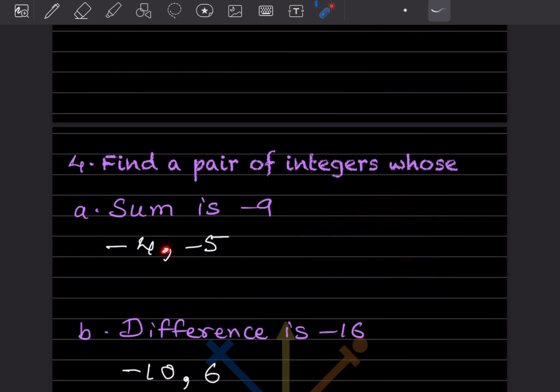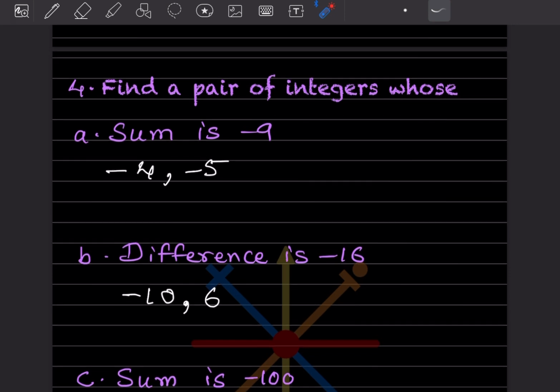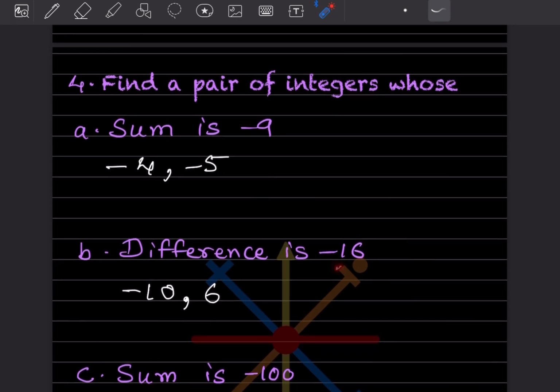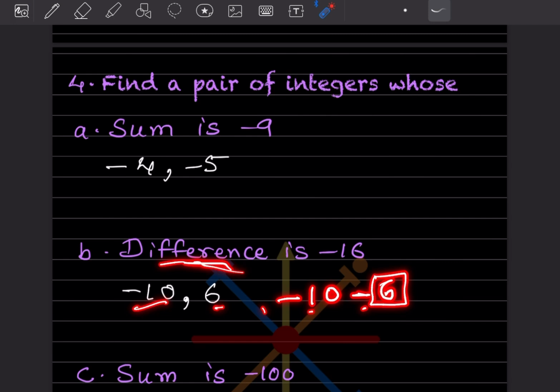So we just have to show the pair, so we are going to put a comma here. The two integers are minus 4 and minus 5, and the difference is minus 16. Now here you have to be careful. Suppose I take one number as minus 10, and difference means I'm going to put a minus here. So if I write 6 here, whatever I wrote as negative is to show the difference.